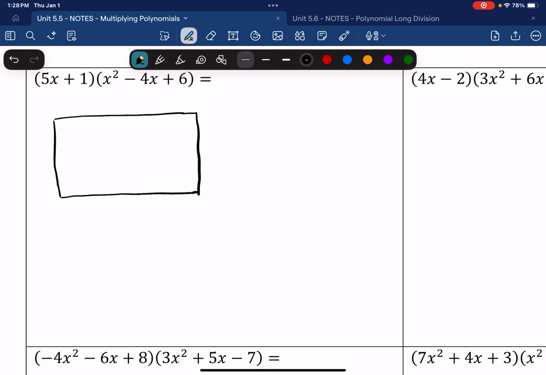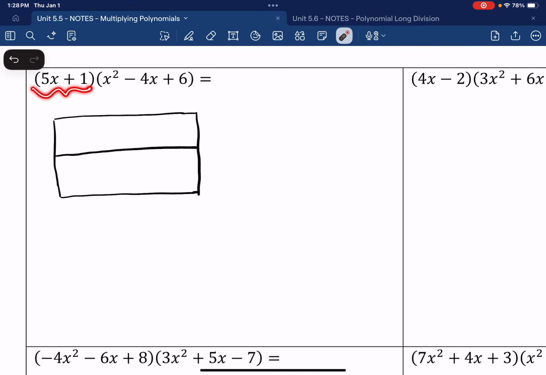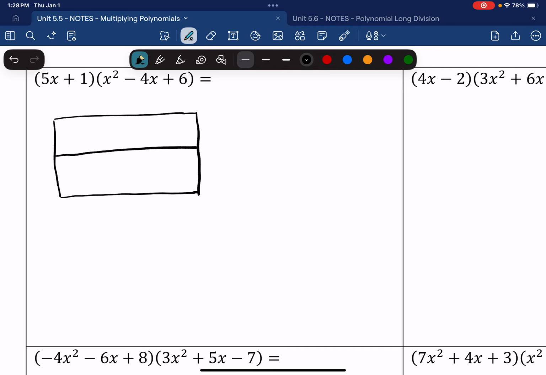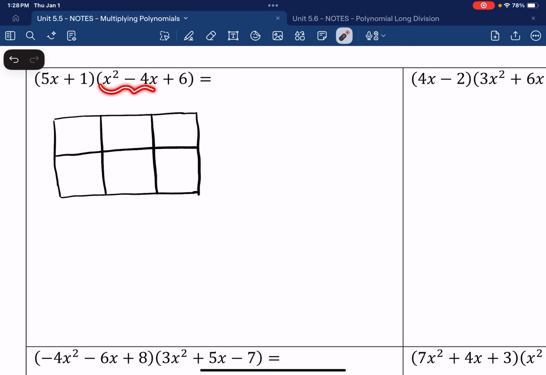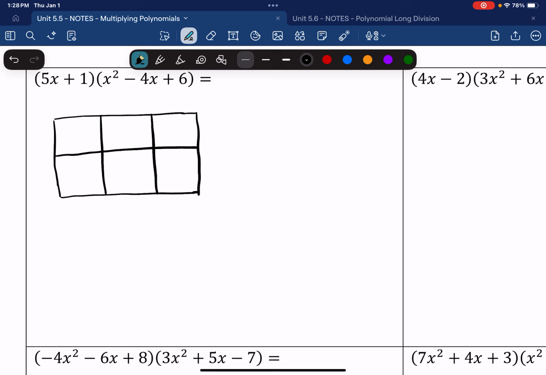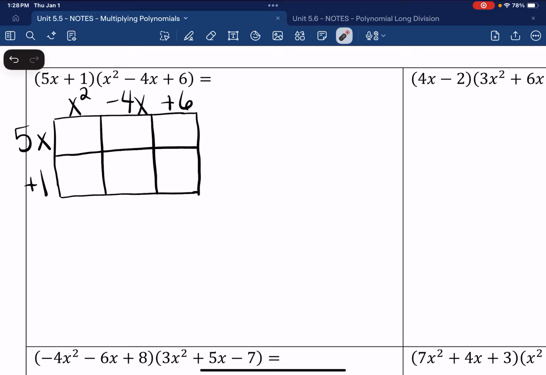So I'm going to make this box 2 units tall, because again, this is 2 units or 2 variables. And then I'm going to make it 3 units wide or 3 boxes wide. 1, 2, 3, because this is a trinomial. Okay, so down the left side, I'll put a 5x and a plus 1. And across the top, we'll have our x squared minus 4x plus 6. And we'll just go one step at a time, one box at a time.